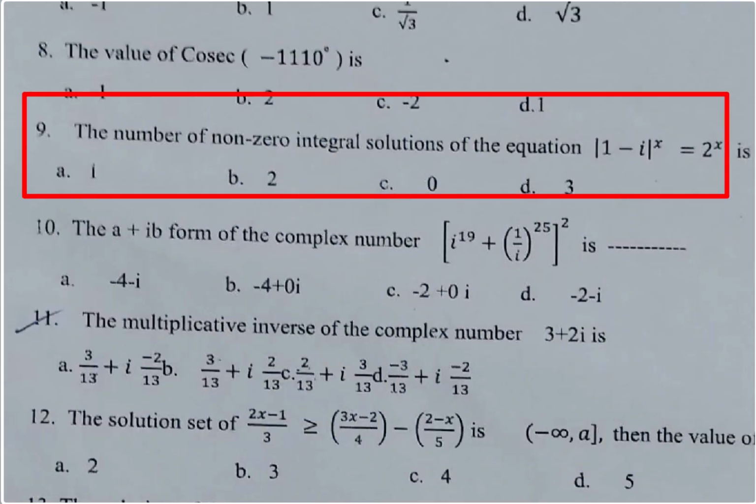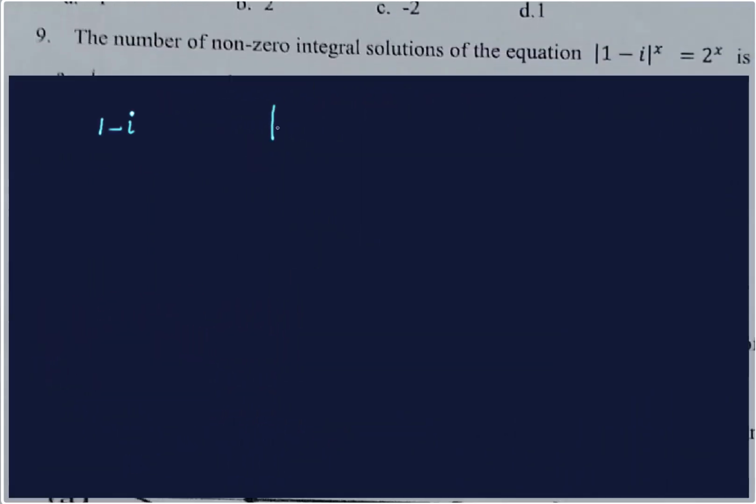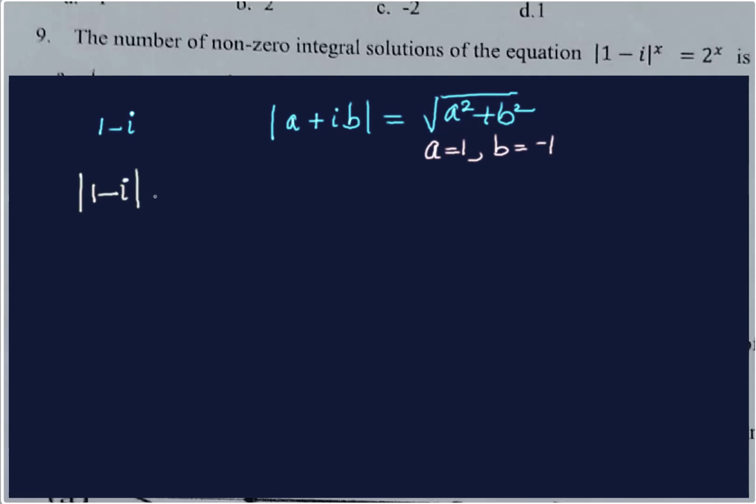Next question is, how many non-zero integral solutions are there for the equation modulus of 1 minus i whole raised to x equal to 2 raised to x? We know 1 minus i is a complex number. Modulus of a complex number a plus ib is square root of a square plus b square. Here a is 1 and b is minus 1. So modulus of 1 minus i is equal to square root of 1 square plus minus 1 square. That is square root of 2.